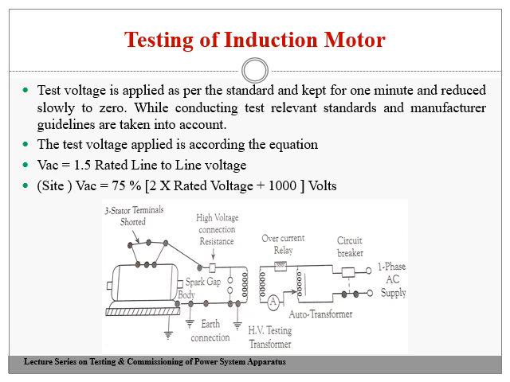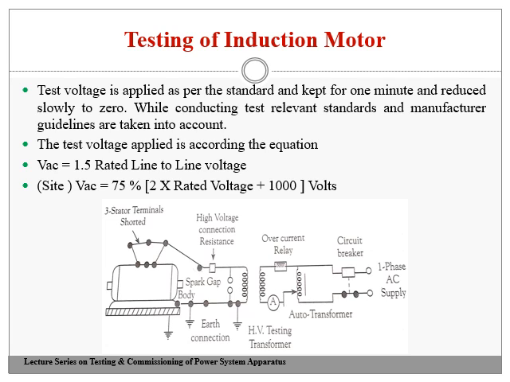Then we confirm that the insulation has better properties, or that it was designed properly. If it fails, or if it cannot withstand the applied voltage for a minute, then we confirm that the design of insulation is improper. Once again, it is sent back to the shop floor for proper design or rectification of insulation. The test voltage is applied as per the standard, kept for a minute, and reduced to 0.